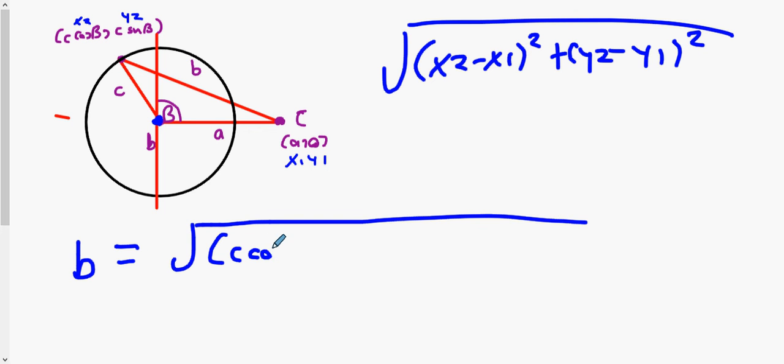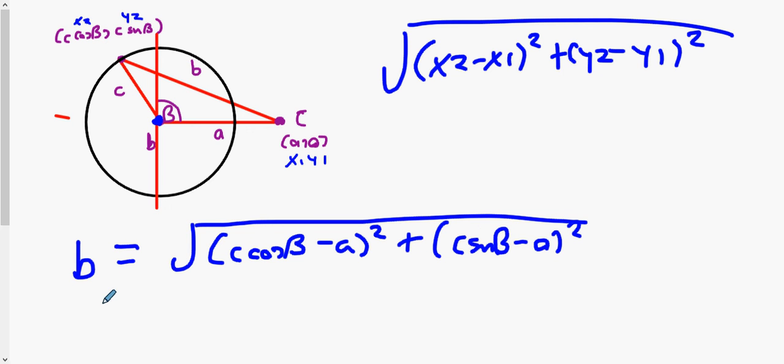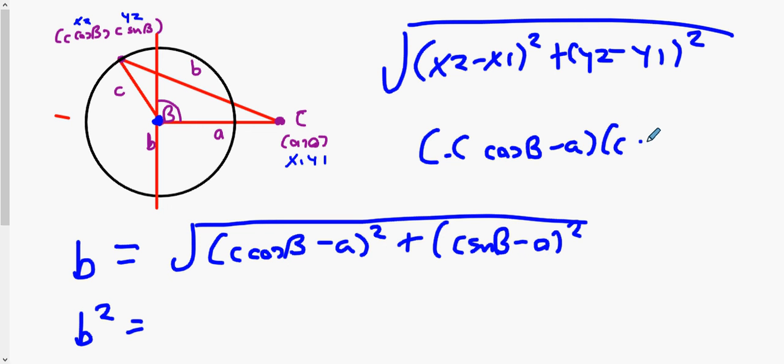The square root of (c cos B minus a) squared plus (c sine B minus 0) squared. Okay. That's going to end up as b squared because we're going to square both sides, aren't we? Now multiply c cos B minus a by c cos B minus a. Oh, the c's are hurting my eyes. Is that alright with you guys? What do you get? c squared cos squared B, yeah? Minus.